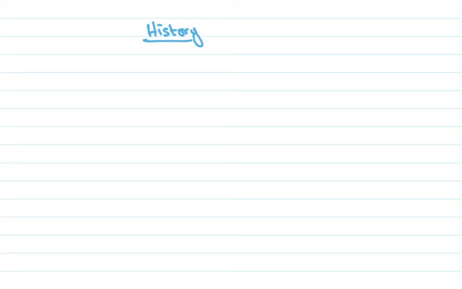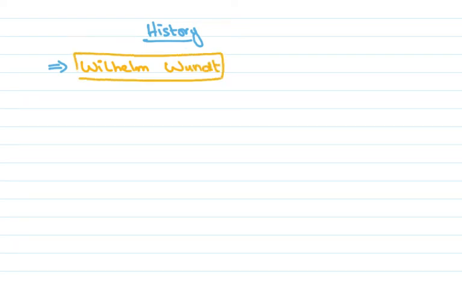What happened within psychology when psychology evolved as a discipline? The person that we credit with giving birth to, or establishing, psychology as a distinct discipline, who we term the father of psychology, is Wilhelm Wundt.